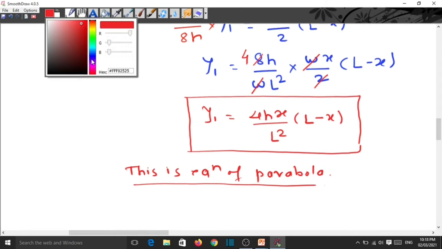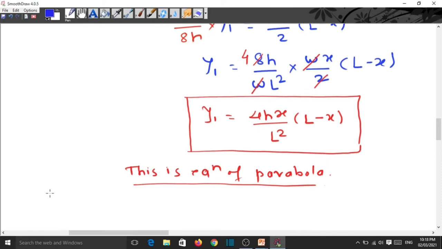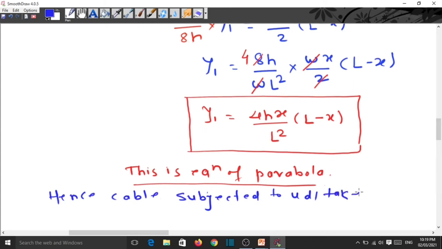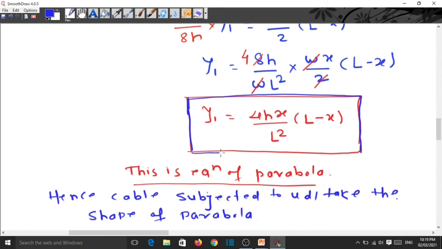So now we can say that here, when the cable is subjected to UDL, it takes the shape of a parabola. And this is the equation of this. Anywhere the height y1 is equal to 4hx divided by l square into l minus x.